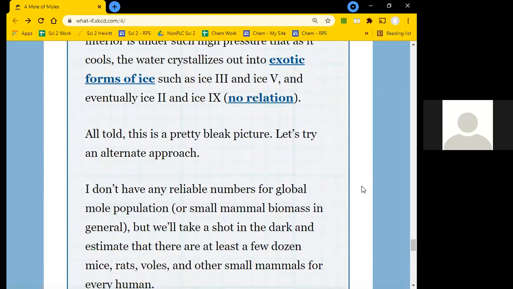I'm not going to click that, but do you guys know what Ice 9 is in other contexts? Okay.